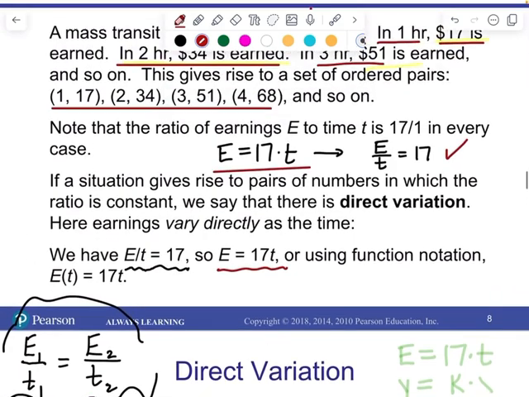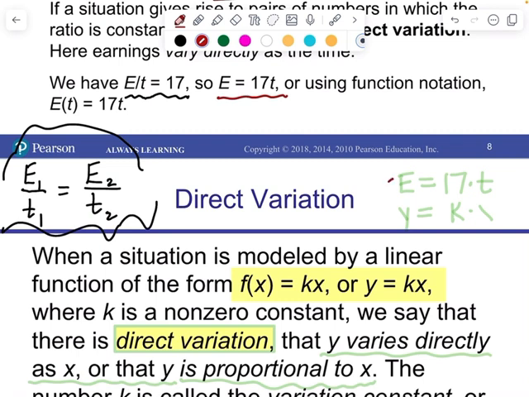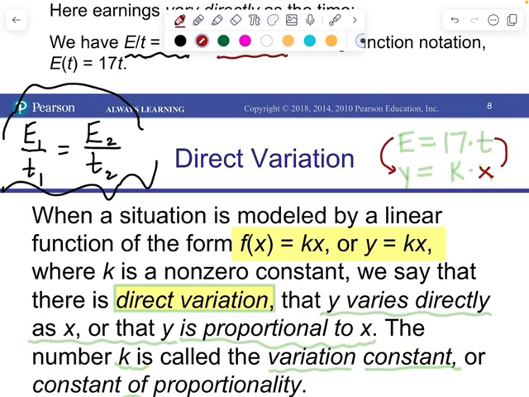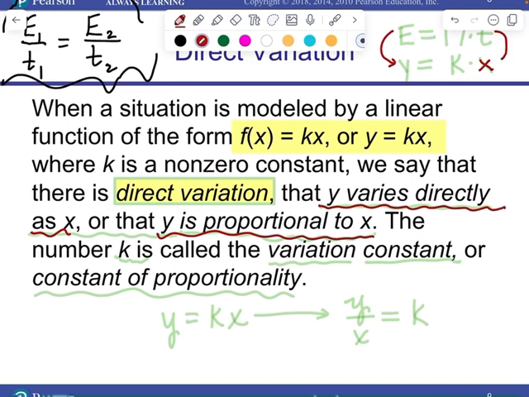So that is a direct variation where E is like the Y and T is like the X that you see there. When a situation is modeled by a linear function of the form Y is equal to KX, or F of X is equal to KX, that's called a direct variation. And you often have phrases like Y varies directly as X, which means it's direct variation, or Y is proportional to X. There are a couple others, but those are the two main. K is called the variation constant or the constant of proportionality.